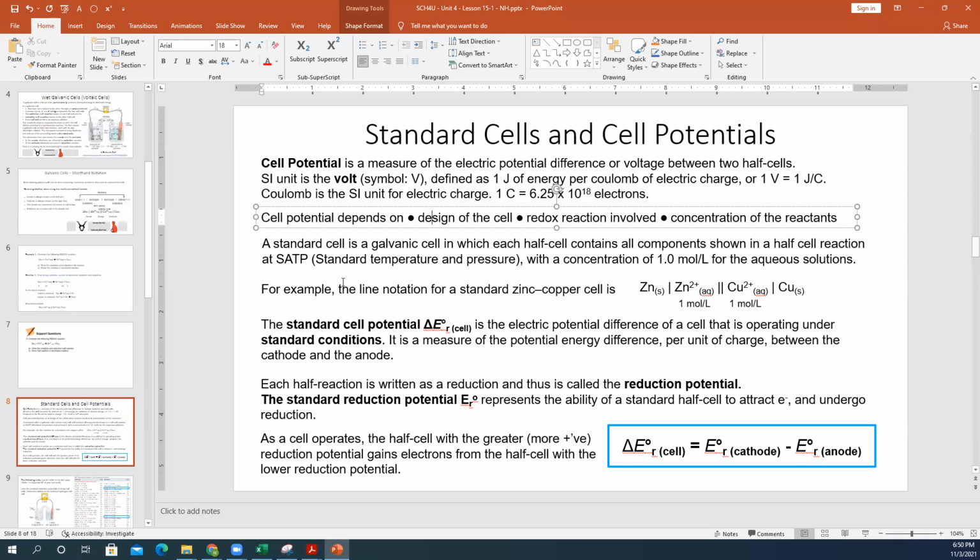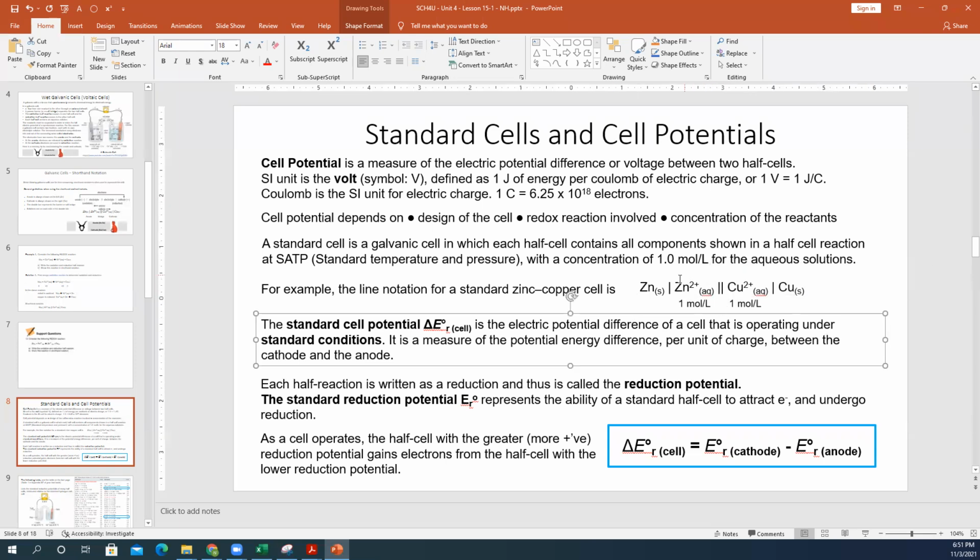For example, the shorthand notation for the standard zinc and copper cell is written like so. This is the standard zinc and copper cell notation. And underneath it, you write 1 mole per liter for the aqueous solution. So if you notice, the 1 mole per liter is written underneath the aqueous components, right?